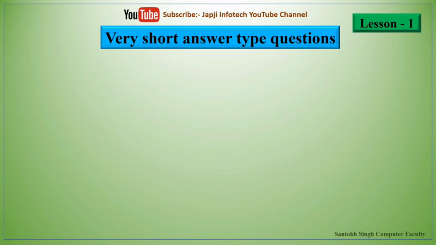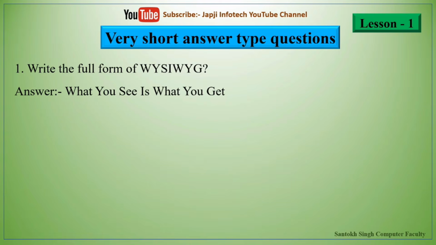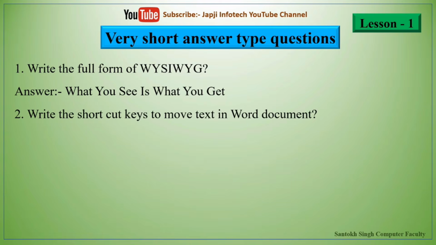So now we will learn about very short answer type questions. And the first question is write the full form of WYSIWYG. So the full form of this word is what you see is what you get. So the second question is write the shortcut key to move text in Word document, and the shortcut is Control plus X and Control plus V shortcut key is used to move text in Word document.